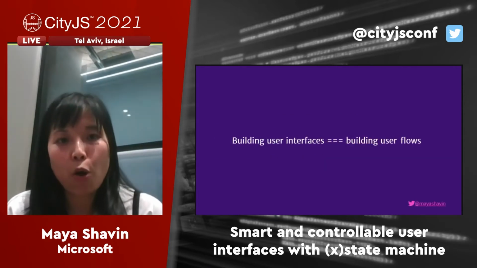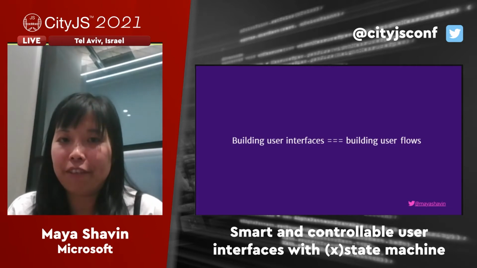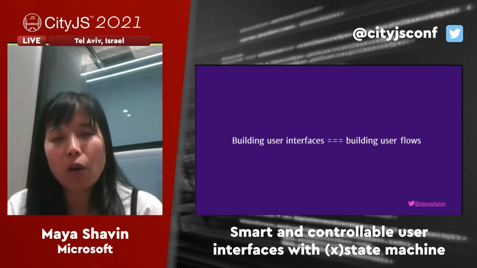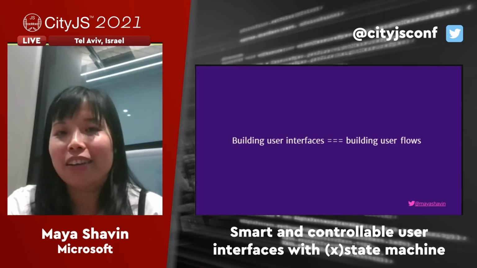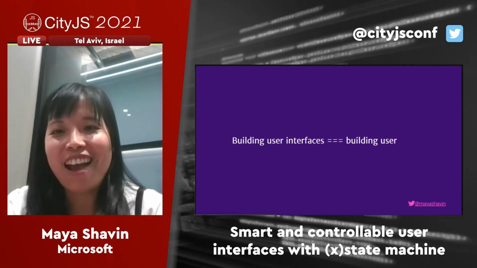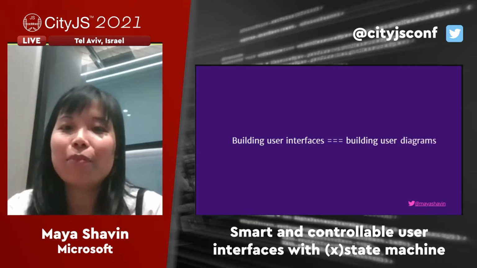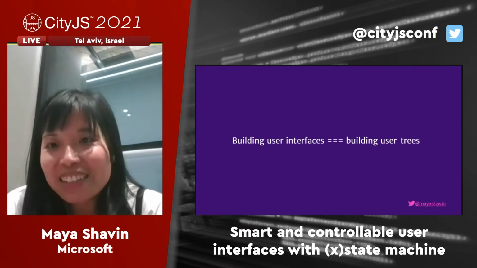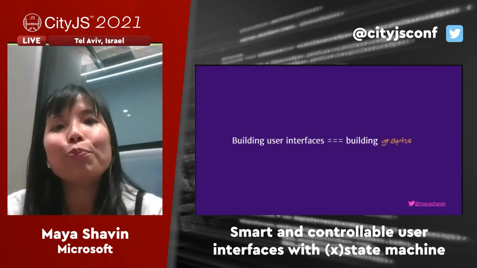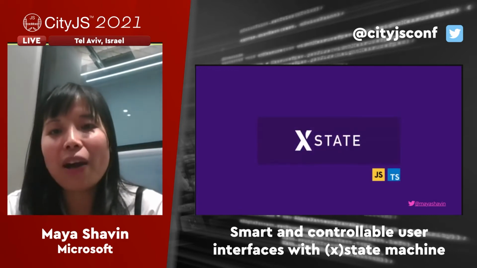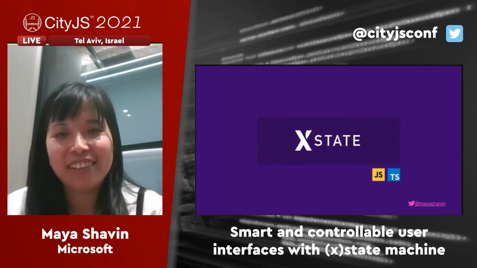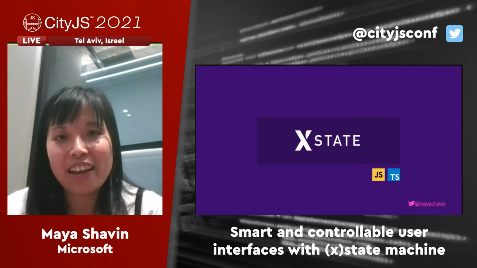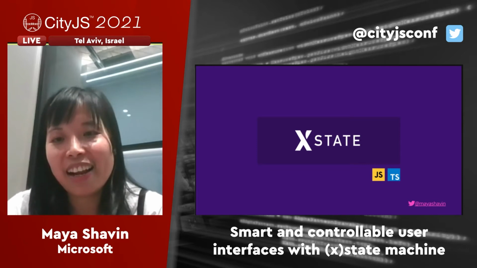So to be short, building a user interface, or we can call it building user flows to be more professional, or building user diagrams or user trees. All of these are actually building graphs. And what is a graph? A graph of states, and that's why we have XState.